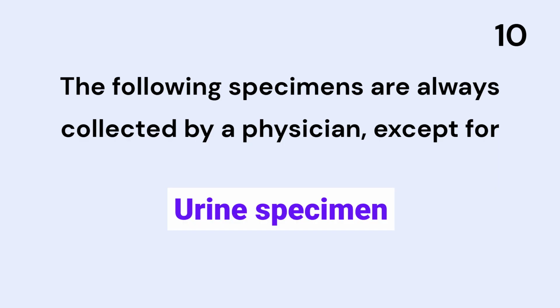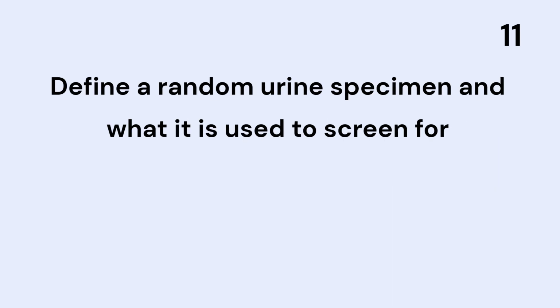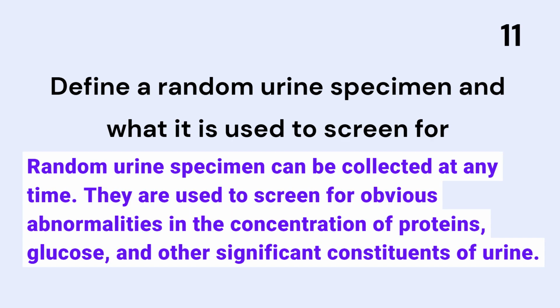urine specimen. 11. Define a random urine specimen and what it is used to screen for. Random urine specimens can be collected at any time. They are used to screen for obvious abnormalities in the concentration of proteins, glucose, and other significant constituents of urine.